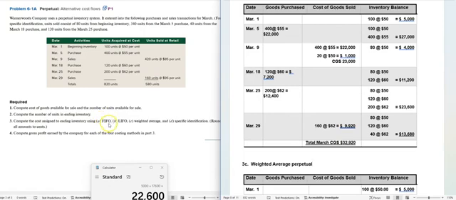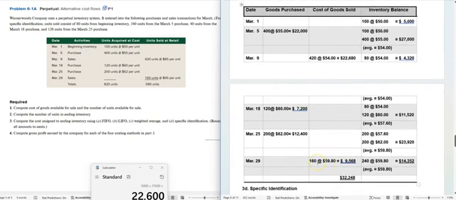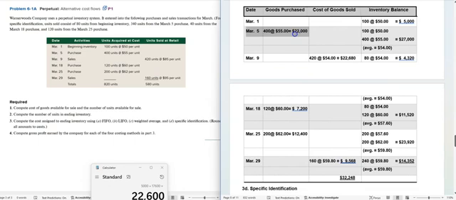We've looked at FIFO and LIFO. Now let's do the exact same thing using the weighted average method. What the weighted average method does is it says, when you sell inventory, assign whatever the average cost of the inventory is. Okay? So again, using our same data, starting off with our beginning inventory, on the 5th of March, we made a purchase.